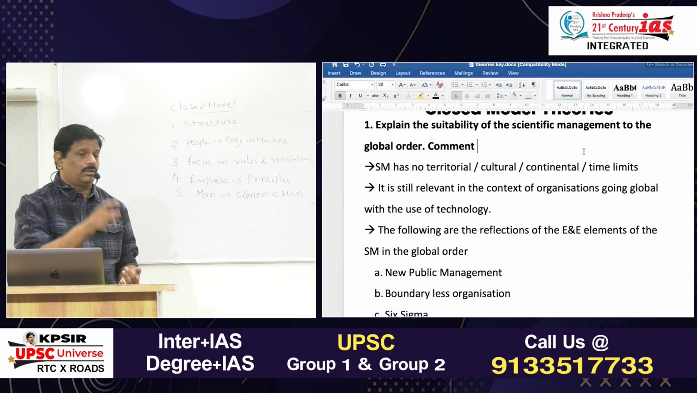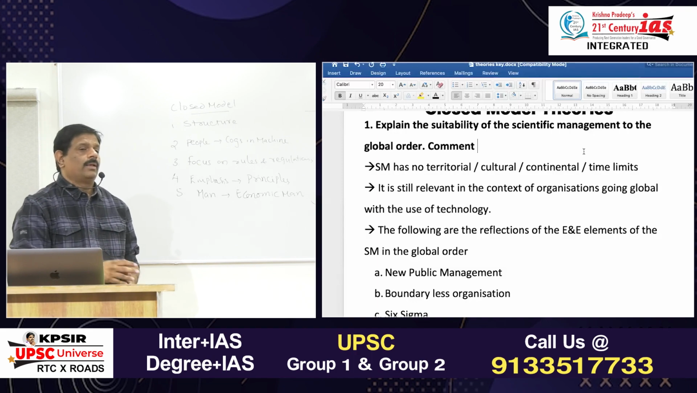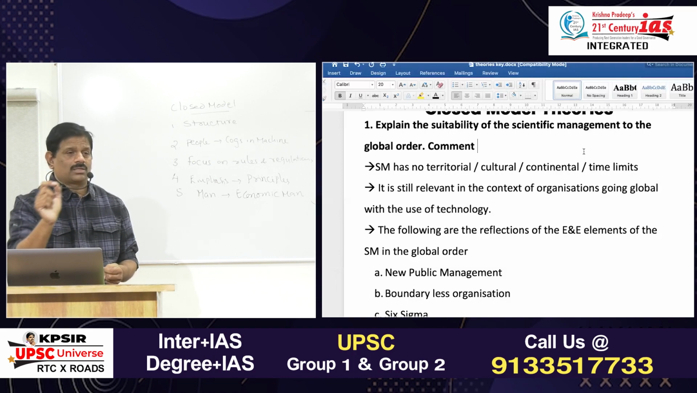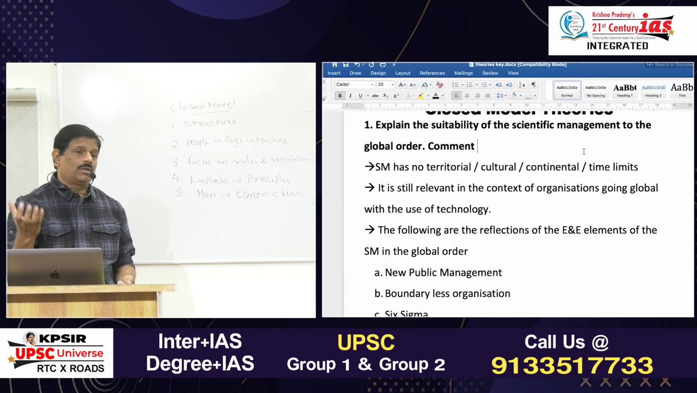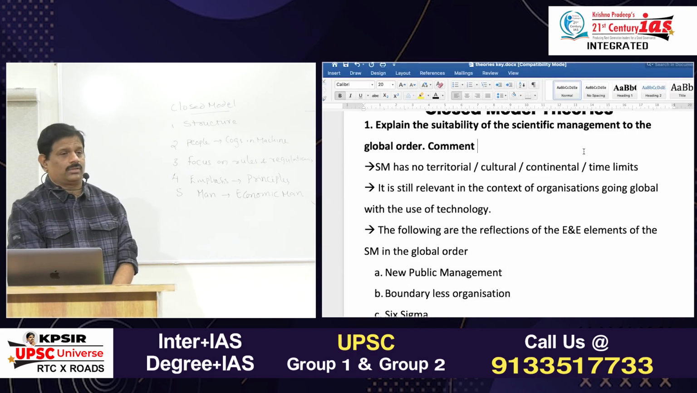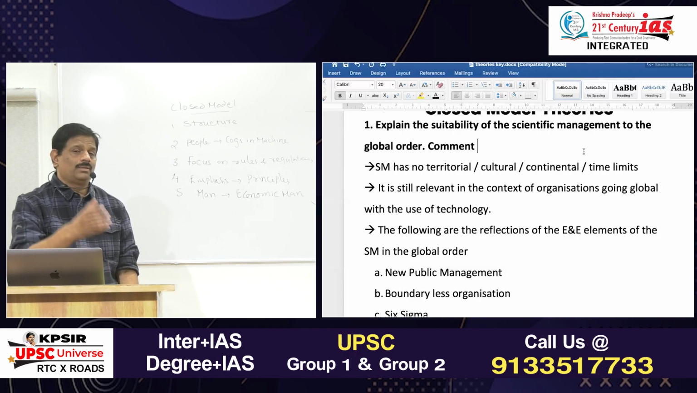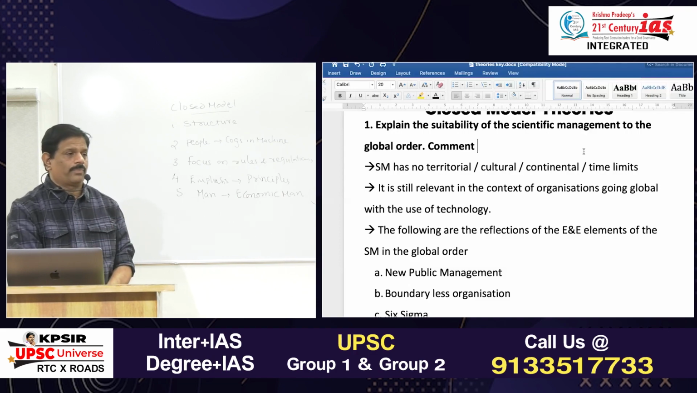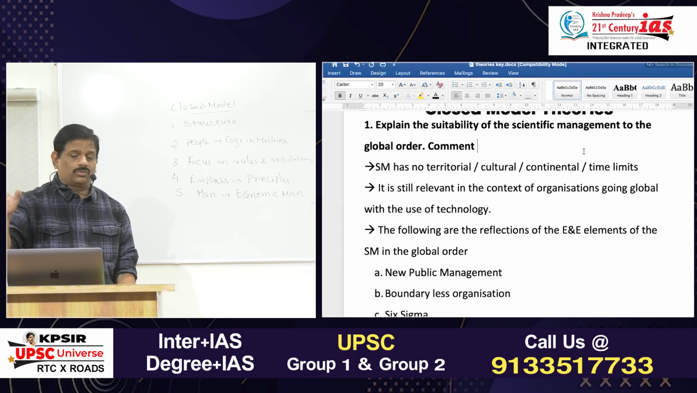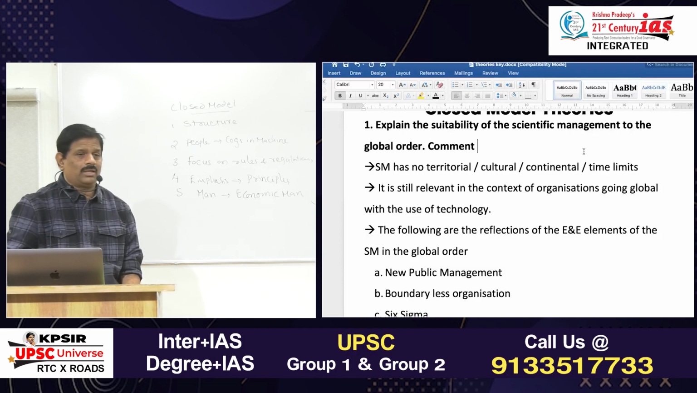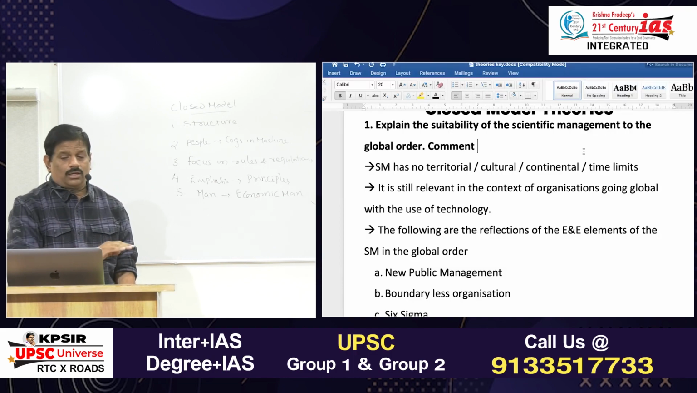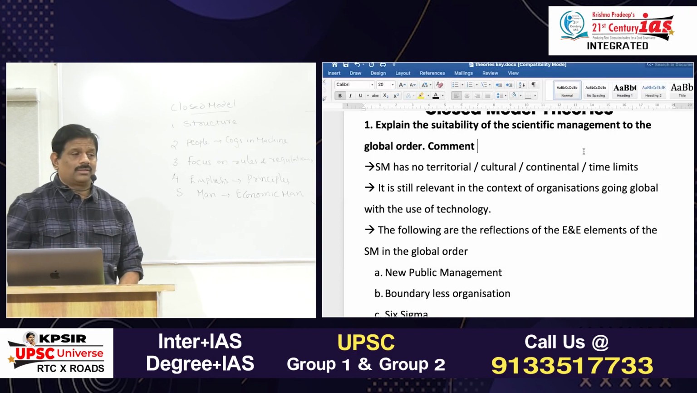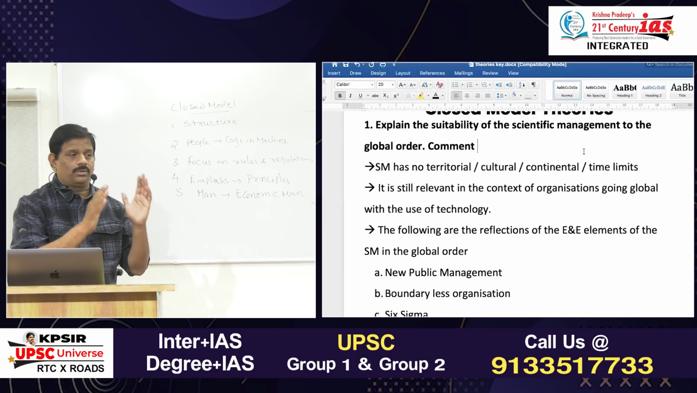Then cultural limitations are also broken by scientific management. Scientific management was developed in the capitalist culture, whereas it was also adopted by the communist culture in the USSR. And in the USSR, it was Lenin who implemented scientific management. I am talking about Lenin because Lenin was a staunch follower of communism, and as a pure communist, Lenin also adopted this capitalist ideology. So there are no cultural barriers. There are no continental barriers. And there are no time limitations. The theory that was developed in 1912 continues to exist even today. Over a period of 100 years, over a century, scientific management continues to exist today.